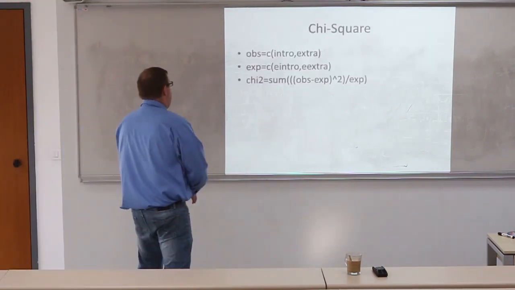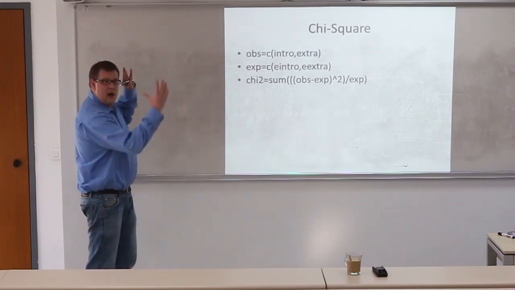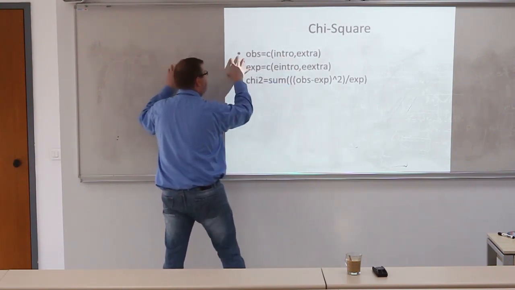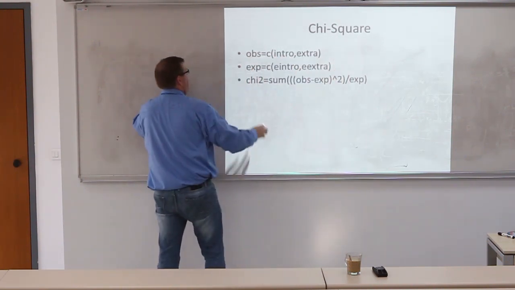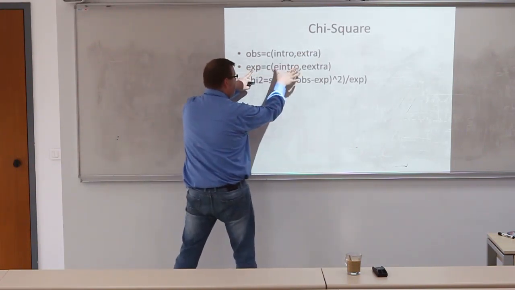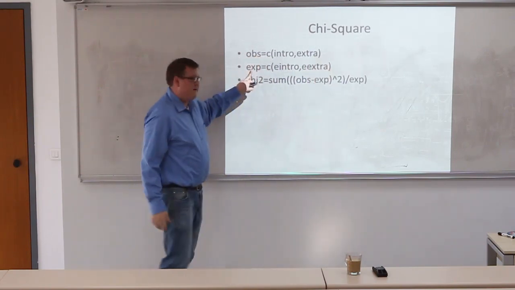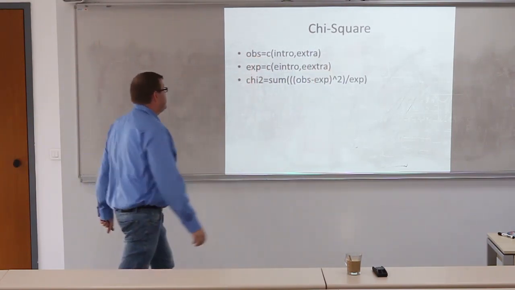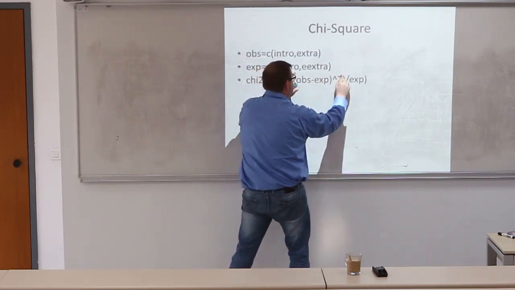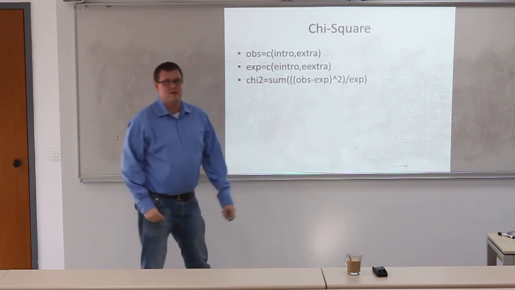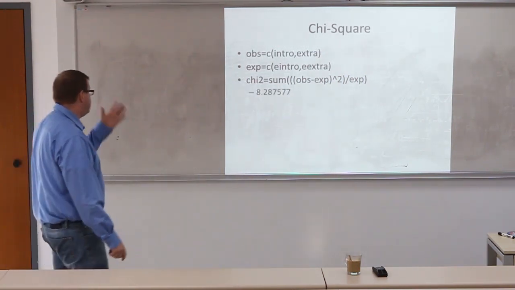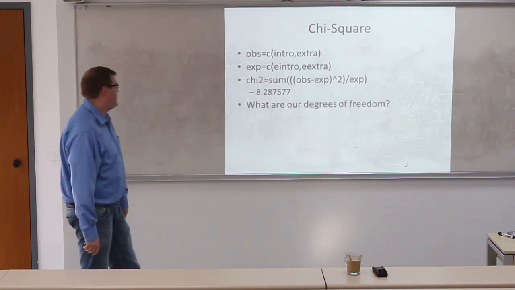is the same. So I have my observations. I put the observations together, so I have all of my observations, the intro first and the extra. Then I have my expected, right? Which is just the expected for intro and the expected for extrovert. Then chi-square is just the sum of observed minus expected, squared, divided by the expected. So boom. We can have R calculate the chi-square for us like this. And it turns out to be 8.3 approximately.